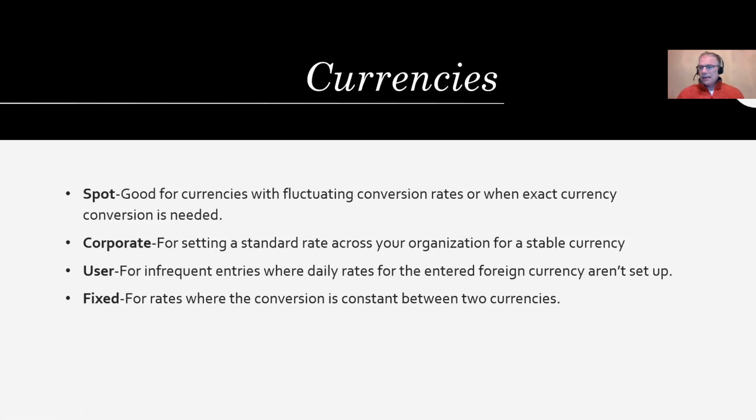Regarding currencies, I'm going to talk about four different ways for currency conversions to happen. These are Oracle Cloud and Oracle EBS terms. First of all, a spot rate is good for currencies with fluctuating conversion rates, or when an exact currency conversion is needed. For instance, the Mexican peso goes up and down and up and down, whereas the U.S. dollar is more current. So if you're doing that type of revaluation or translation, the spot rate is what you want.